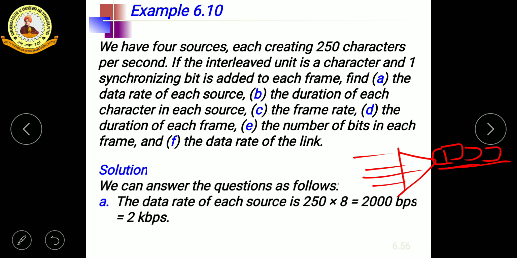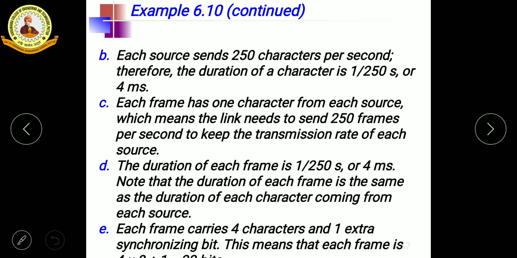So we have to find the data rate of each source. What is the data rate of each source? Data rate is 250 into 8. Why 8? Because 8 bits will be there in each character. So 250 into 8 is 2000 bits per second, or 2 kbps. That is part A. Then coming to part B, what have they asked? The duration of each character in each source. Each source sends 250 characters per second. Therefore, the duration of each character will be 1 by 250 second, or 4 milliseconds.